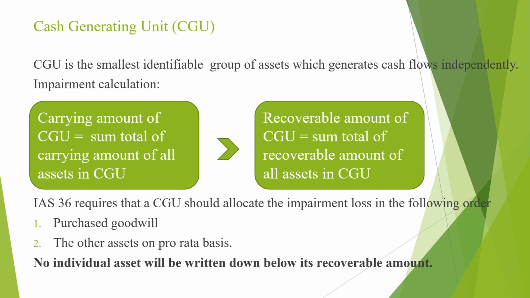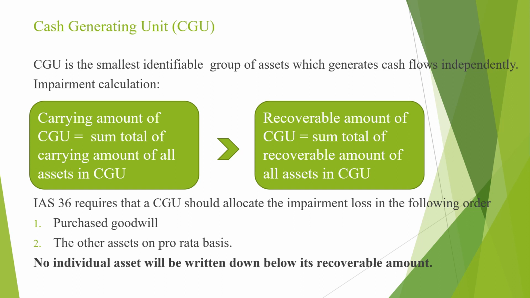A cash generating unit is the smallest identifiable group of assets which generates cash flows independently. That means these activities may not be related to any other activity of the entity and it is able to generate cash flows.